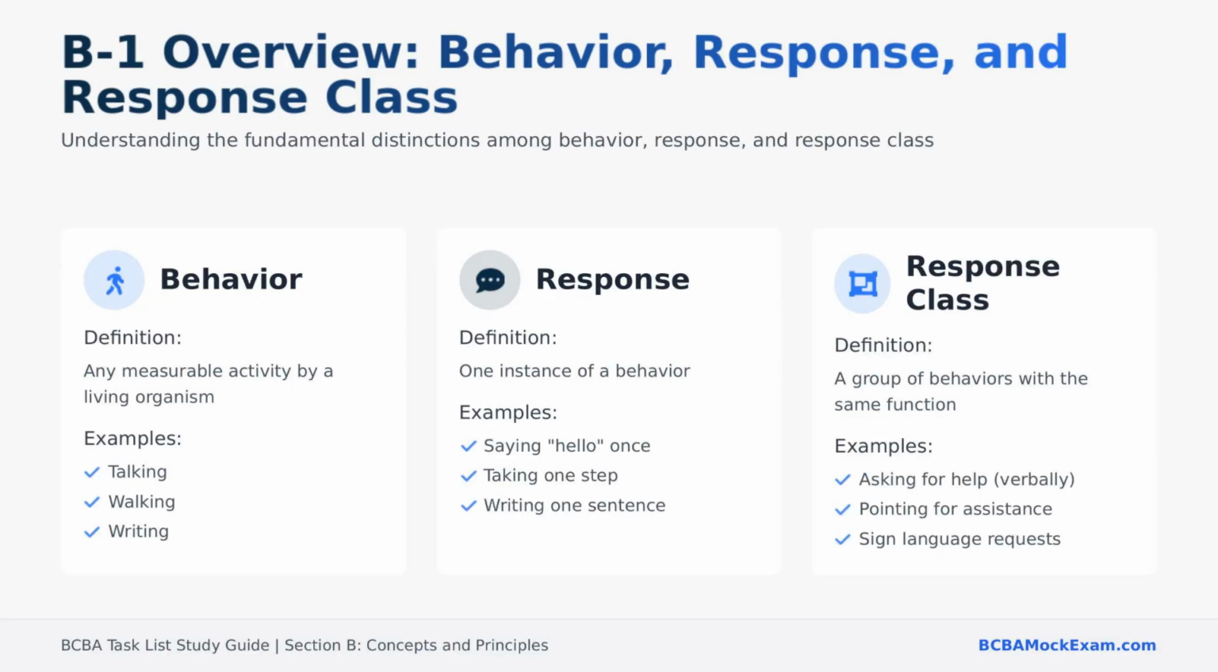First up, what do we actually mean by behavior? Think of behavior as anything a living organism does that you can observe or measure. If you can see it, hear it, or count it, that's behavior. A response is just one instance of that behavior. And a response class? That's a group of different behaviors that all lead to the same outcome.